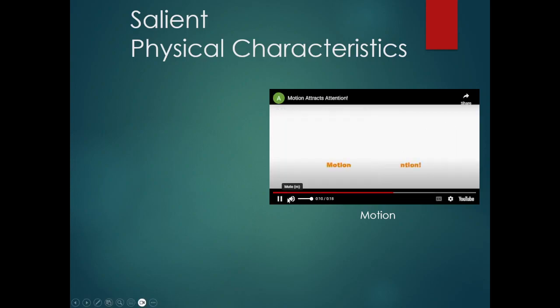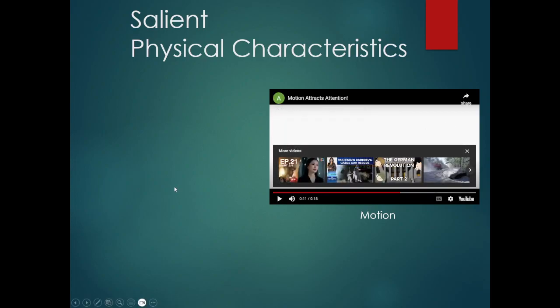So motion catches our attention, right? Motion attracts attention. So that makes a stimulus more salient when it moves. I happen to live in a wooded area and we have animals that come through all the time. We'll have moose and we'll have deer. So we'll have moose, we'll have deer, we'll have turkeys, quail, bunnies. We just have all sorts of things that walk through our property.